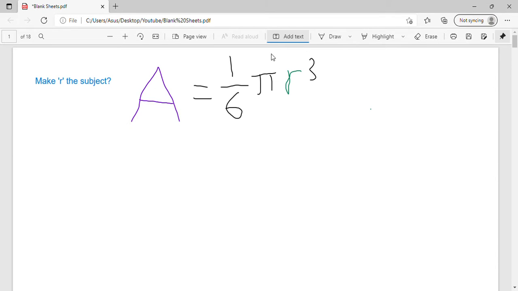So here we want to make r the subject, and we have A on its own over here, so at the moment A is the subject, and this equals 1 over 6 pi r squared. For example, this could be a volume of a particular shape. This could be the equation, and you know what A is and you want to know what r is, so you want to get r on its own. That's why you would want to be changing the subject on a question like this.